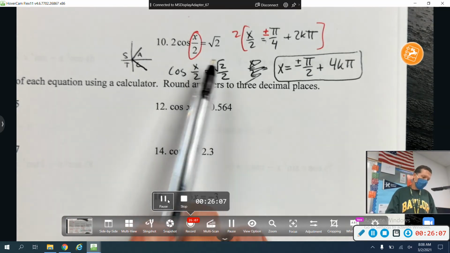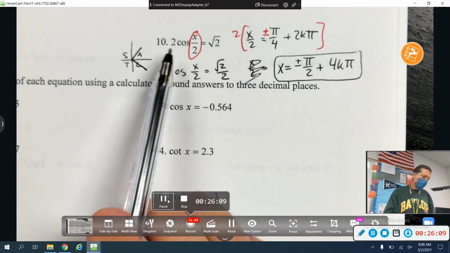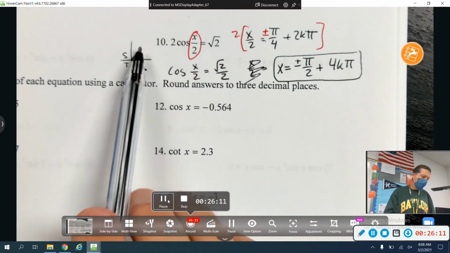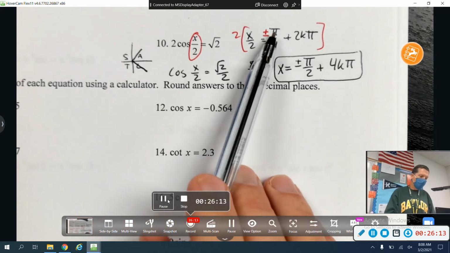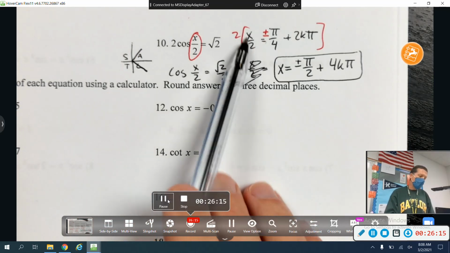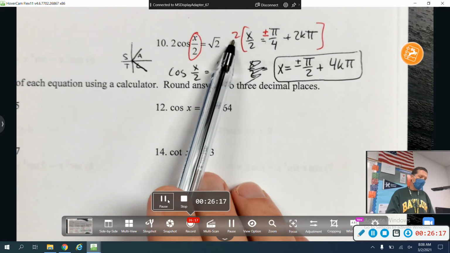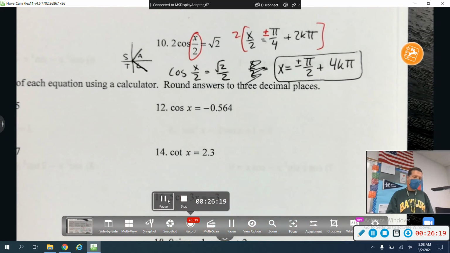So here's your answer to number 10. Cosine is root 2 over 2 at pi over 4 and negative pi over 4. That's the plus or minus. But that's what x over 2 should be. Then we multiply by 2 to get x by itself.